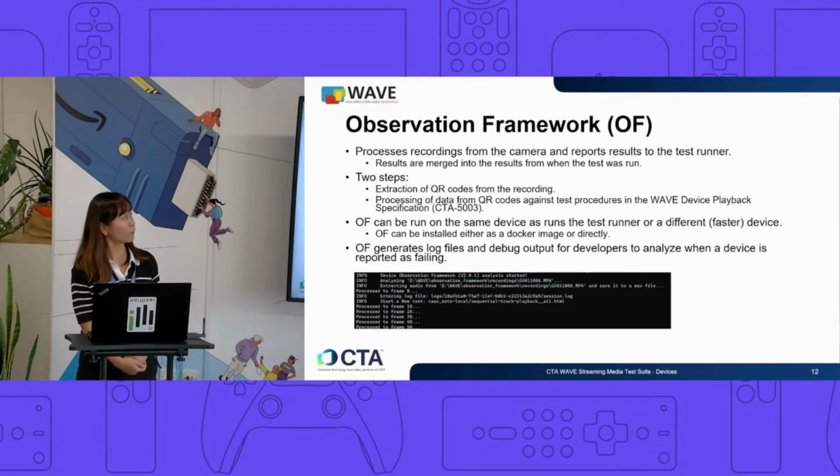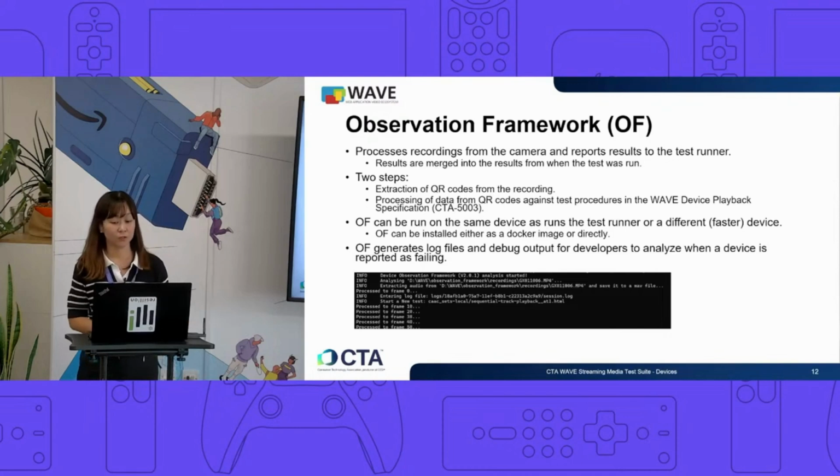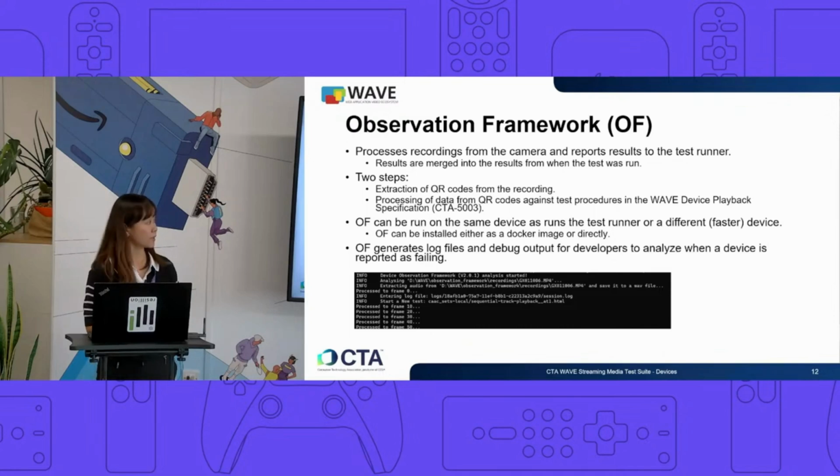The device observation framework mainly conducts the observations defined in the DPC specification and reports the result back to the test runner. This framework can be operated on the same PC that runs the test runner, or alternatively, it can be run on more powerful PCs in terms of the requirement. To ensure comprehensive analysis, the camera must record the entire duration of each test run. The observation framework automatically analyzes the input recordings, extracts the information, processes the data, and compares the result against the DPC specification.